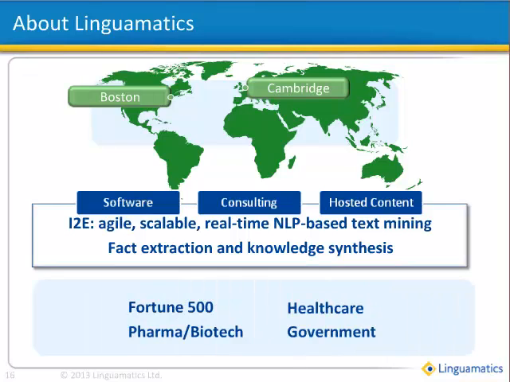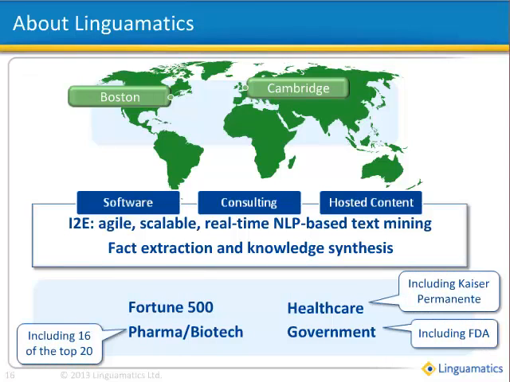And we're used quite widely, particularly in knowledge-rich industries such as the life science industry. So 16 of the top 20 pharmaceutical companies use the technology. We're also used in healthcare with institutions such as Kaiser Permanente and in government such as the FDA.